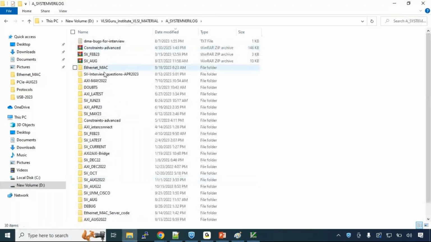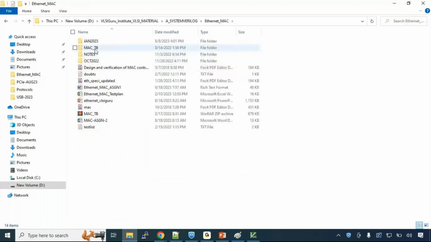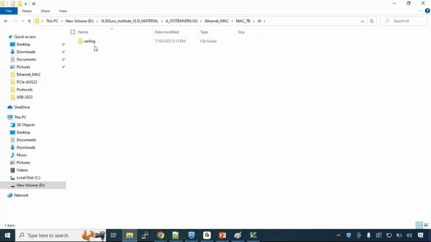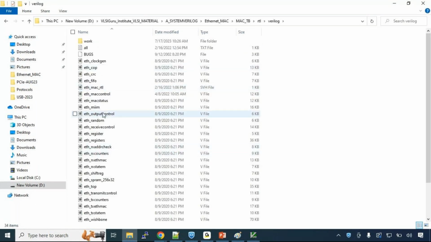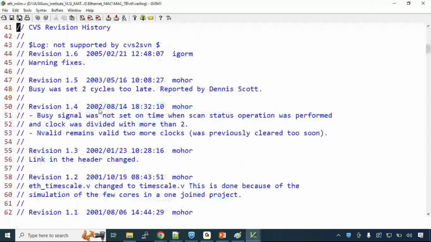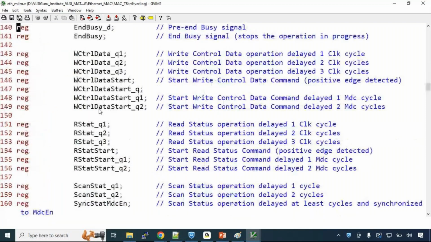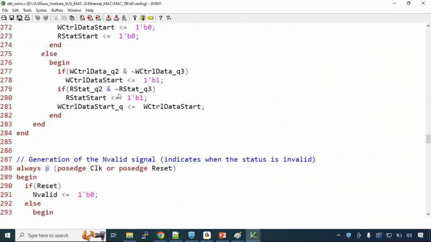I'll take one of the projects, let's say something like this. Okay, see line number 279, everyone? What does this tilde mean? It's a bitwise inversion. In programming terminology, it's called bitwise inversion.